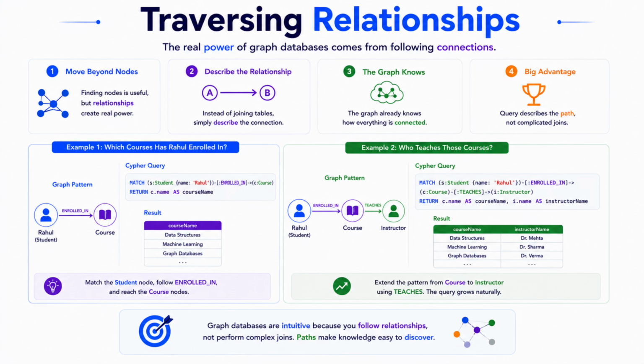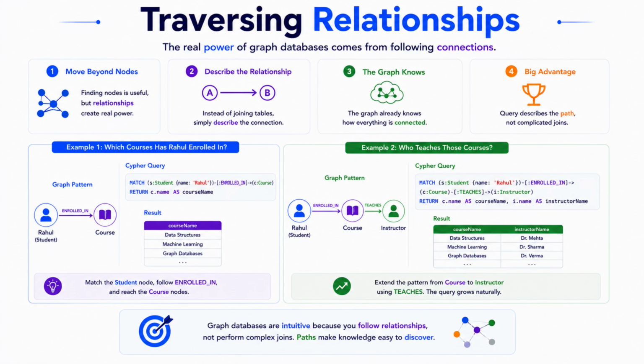Now imagine you also want to know the instructor teaching those courses. Instead of writing multiple joins, you simply extend the graph pattern. From the course node, follow the TEACHES relationship to the instructor node. The query grows naturally as your business problem grows. That is one of the reasons graph databases are so intuitive.